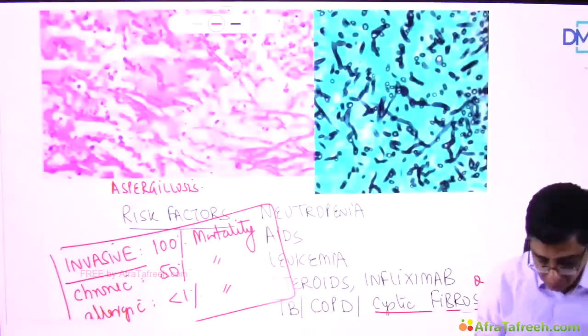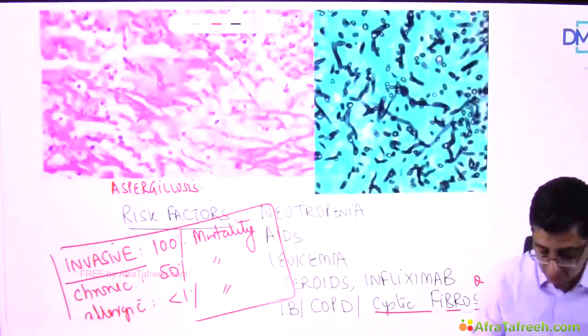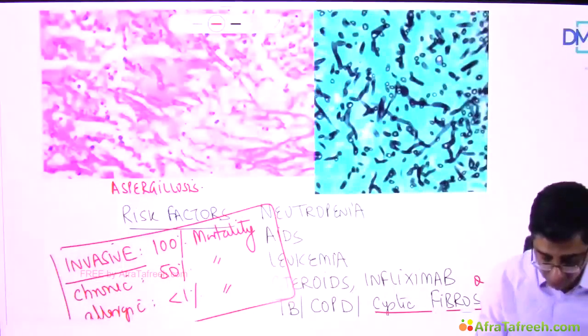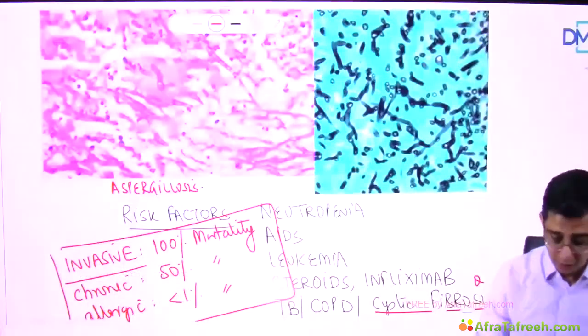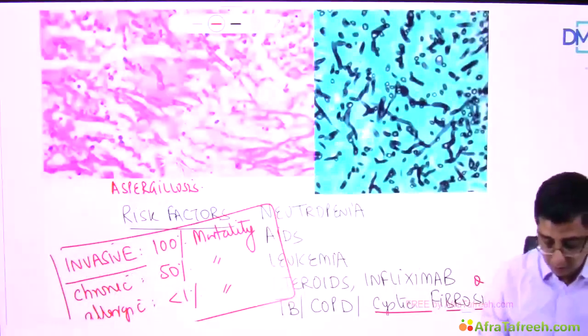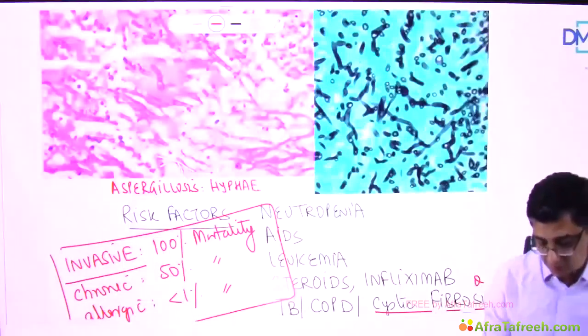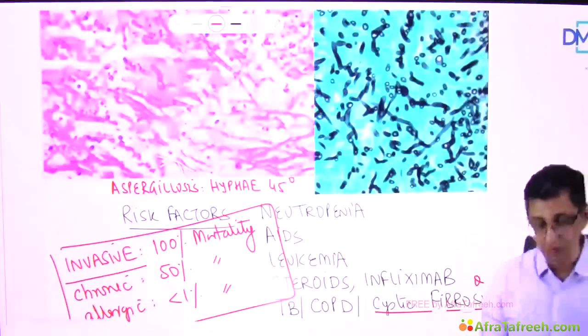I'll use an alternative color to show the branching pattern here. The branching is occurring at, let me say, 45 degrees. So do remember this MCQ statement, because this has been given as an image-based question. The hyphae were branching at 45 degrees, which is aspergillosis.